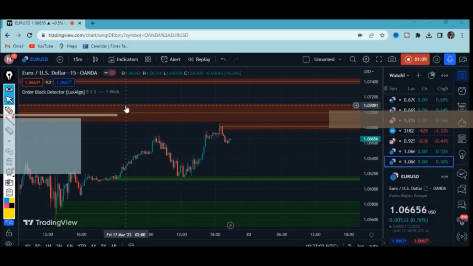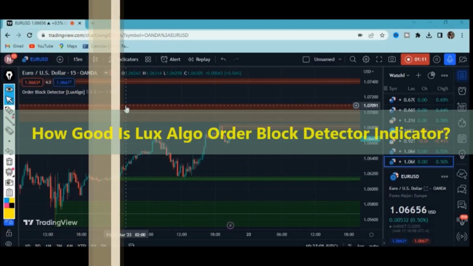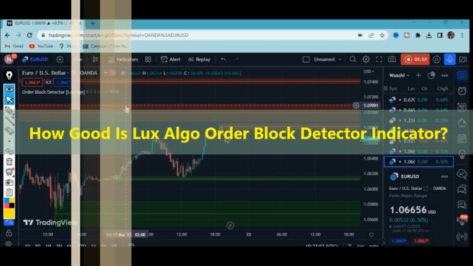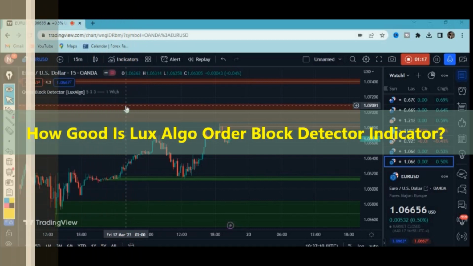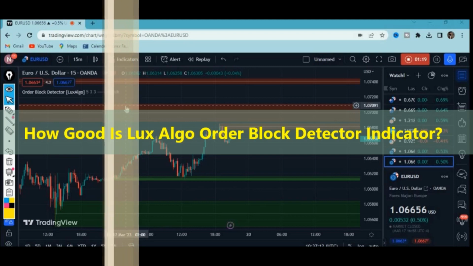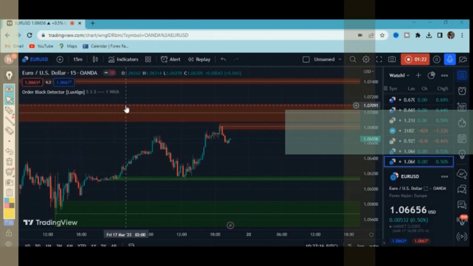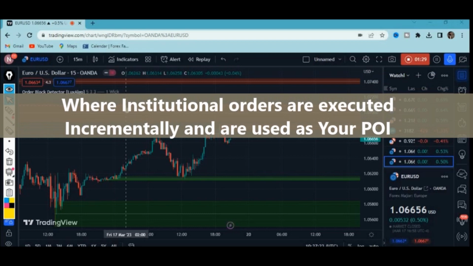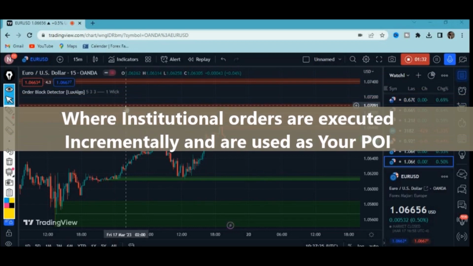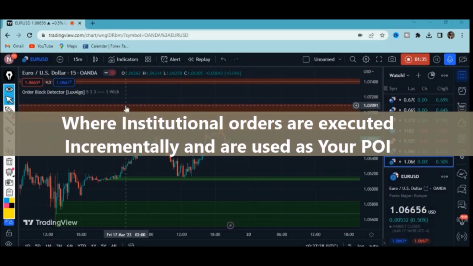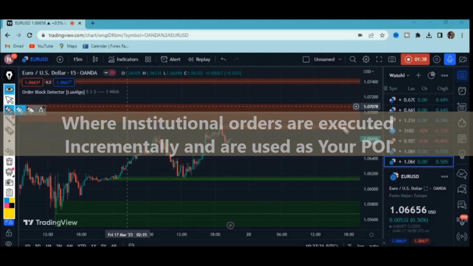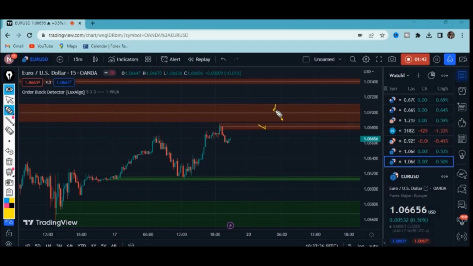So guys, how good is Order Block Detector by LuxAlgo? It's representing the other indicator that shows order blocks. And I know most of you can ask yourself, what is the purpose of an order block? Whenever you hear order block, just know that's where institutional orders are executed incrementally, and these zones over here can be used as your point of interest. What do I mean by point of interest? As you can see on my chart, I have the zones highlighted in red and in green. So these are my points of interest, and this is where I'll be looking at the market from.